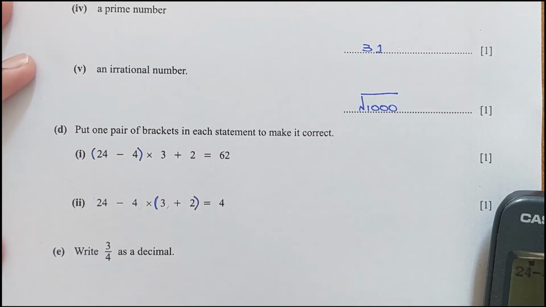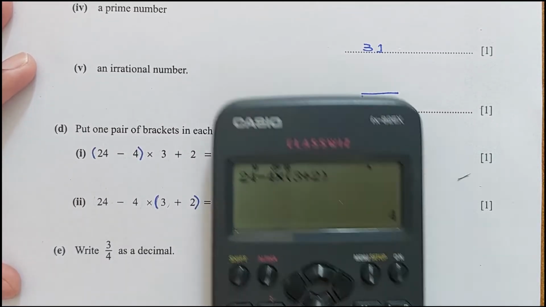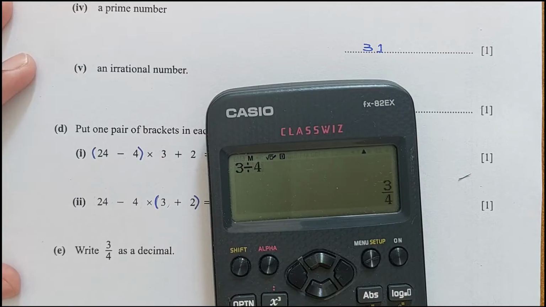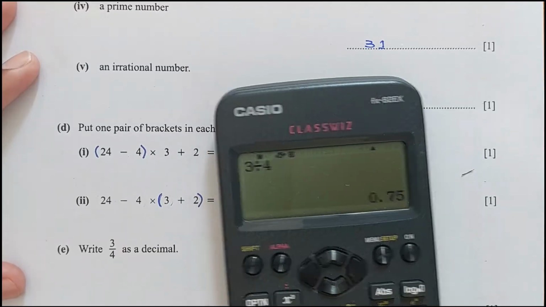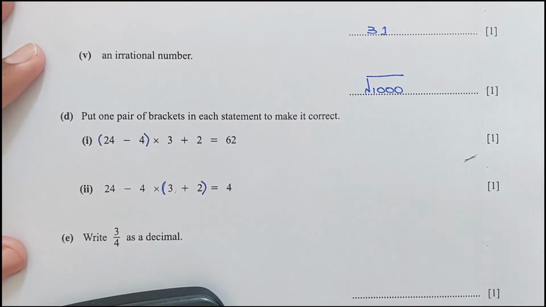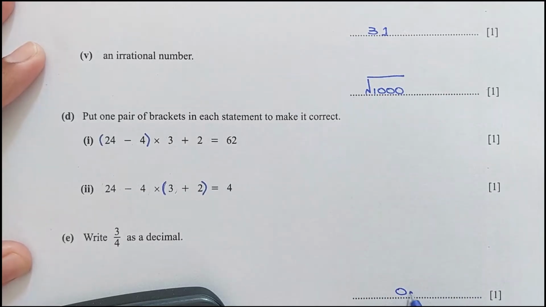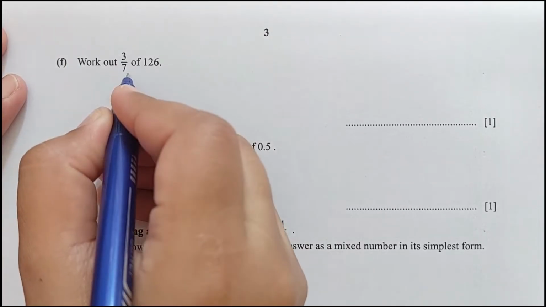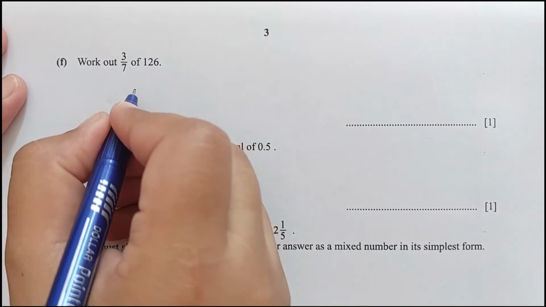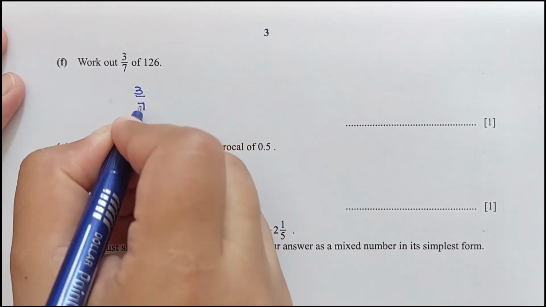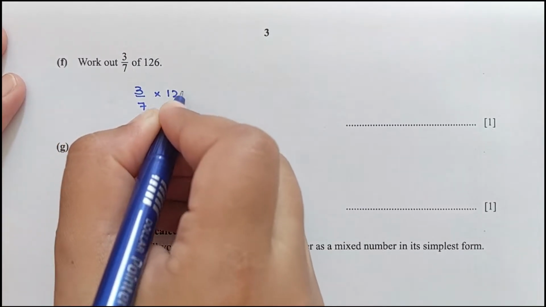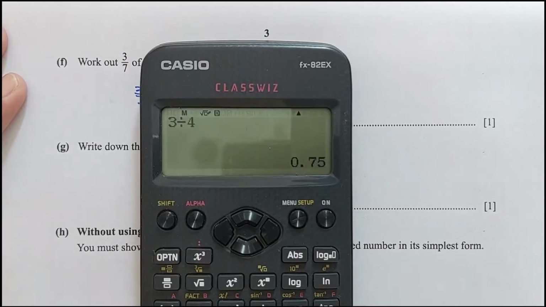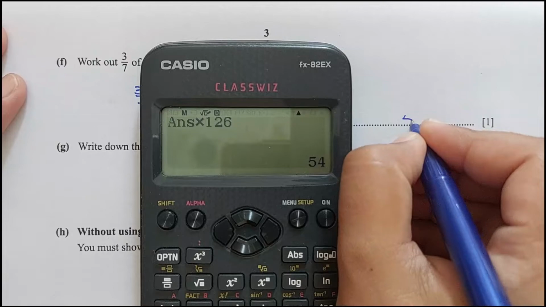Now for part E, write 3 by 4 as a decimal. 3 divided by 4 as a decimal is 0.75. All right, 0.75 as a decimal. Now for part F, work out 3 by 7 of 126. 3 by 7 times 126 is 54.